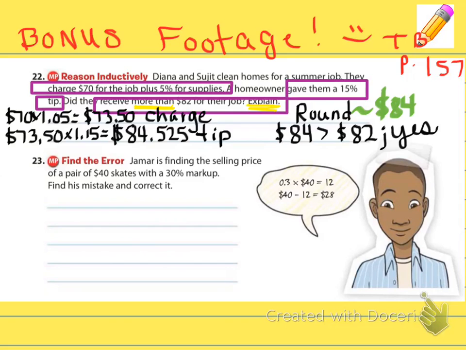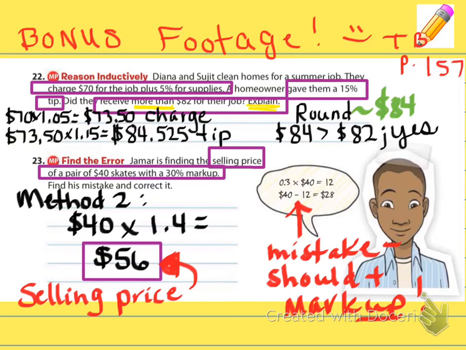Now I'm going to work the find the error problem. So if you haven't worked 23, pause the video, come back. All right, question 23, finding the error. The important stuff is boxed in purple. You needed to find the mistake, which I pointed out in red. He used method 1, and instead of adding the price to find the mark up, he subtracted the price. It's not a discount where you would subtract, it's a mark up, and you are increasing the price.